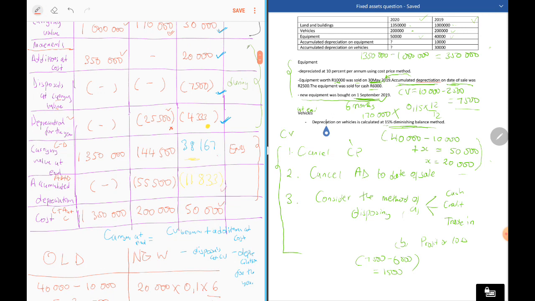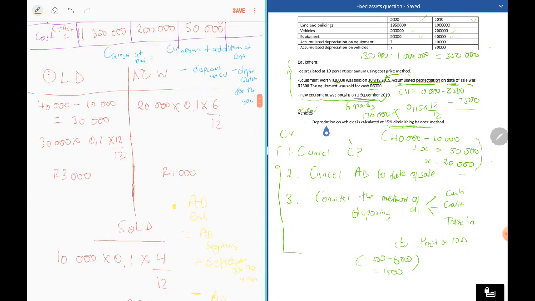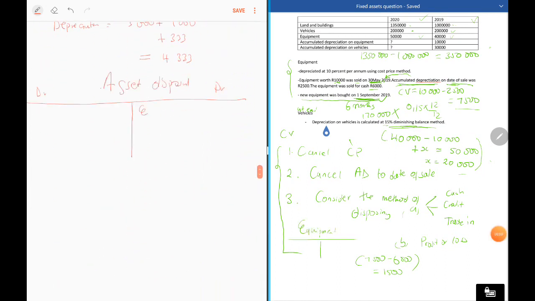It must balance. Now this carrying value, these are the values you're going to take to your balance sheet, right? Your balance sheet, not bank statement. So let me just do the asset disposal. Let's prepare the asset disposal account.